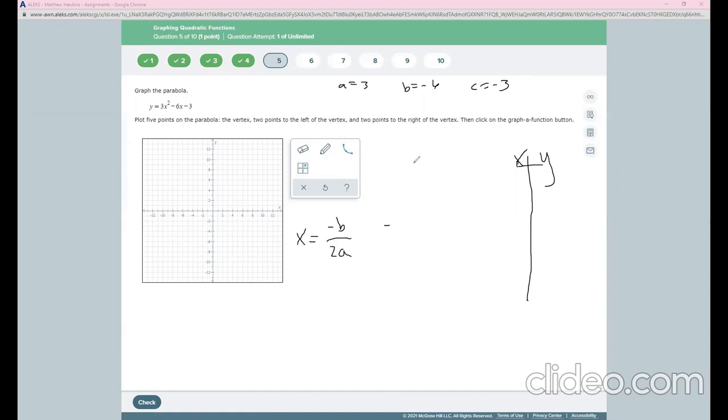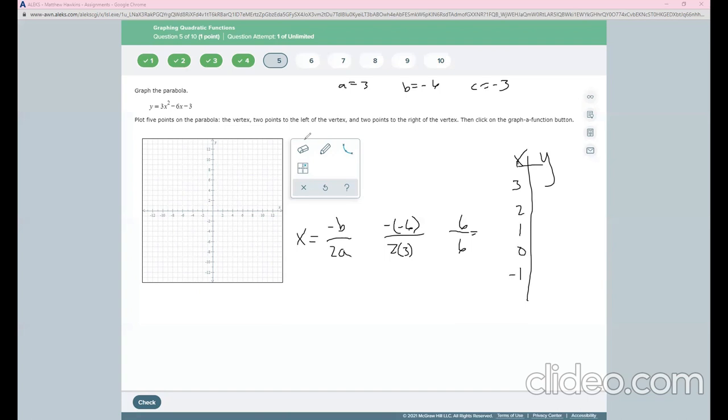So we have negative, and then B is -6. So I have negative, and then replacing the B with -6 over 2, and then A is 3. So -6, negative times a negative is a positive. So it gives me +6 over 6. 2 times 3 is 6. 6 divided by 6 is 1. So our x coordinate of our vertex is 1. So now that we know what number goes at the center of our table, we can count up and down to finish our table out in the x section, or the x side.